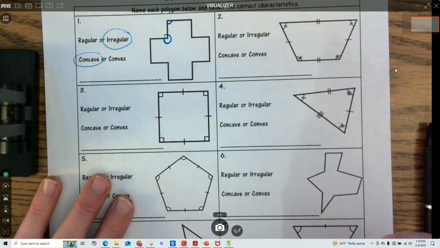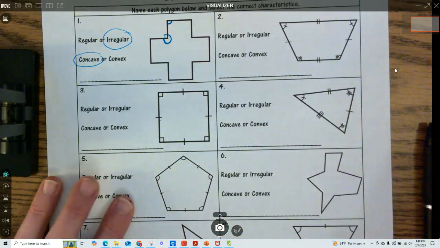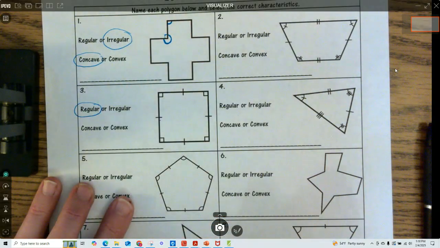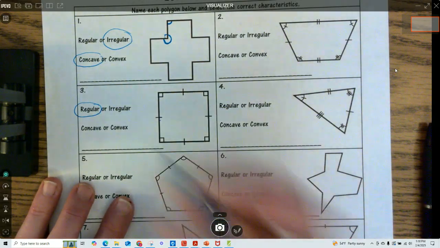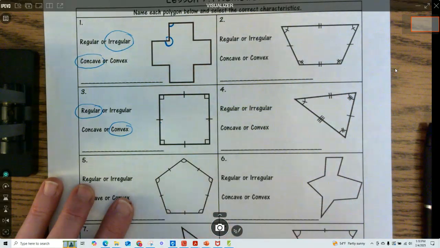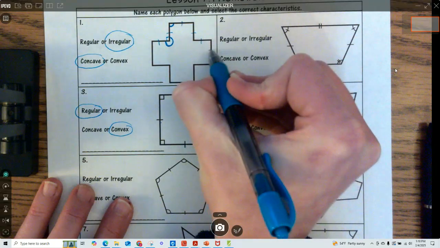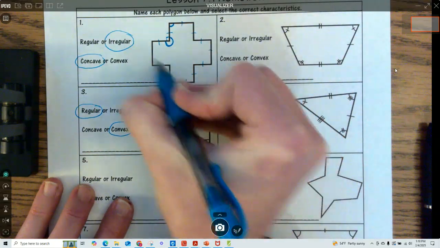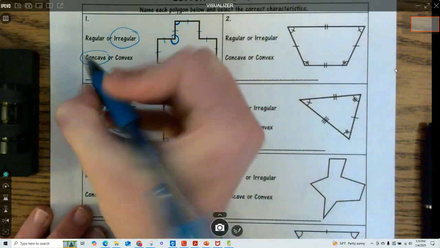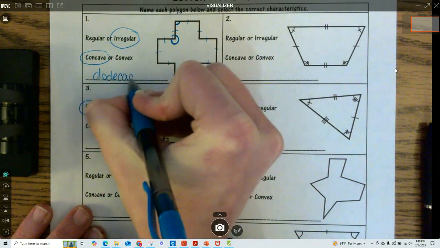Okay? All right, what about number 3? Regular or irregular? Regular. These marks tell me all 4 sides are the same. Again, all 4 have to be the same. All right, concave or convex? Convex. Oh, we didn't name this. Let's name this piece. Name it by the sides. 1, 2, 3, 4, 5, 6, 7, 8, 9, 10, 11, 12. Again, you've got that little sheet, and I'll put it back up here. But 12 sides is a dodecagon.